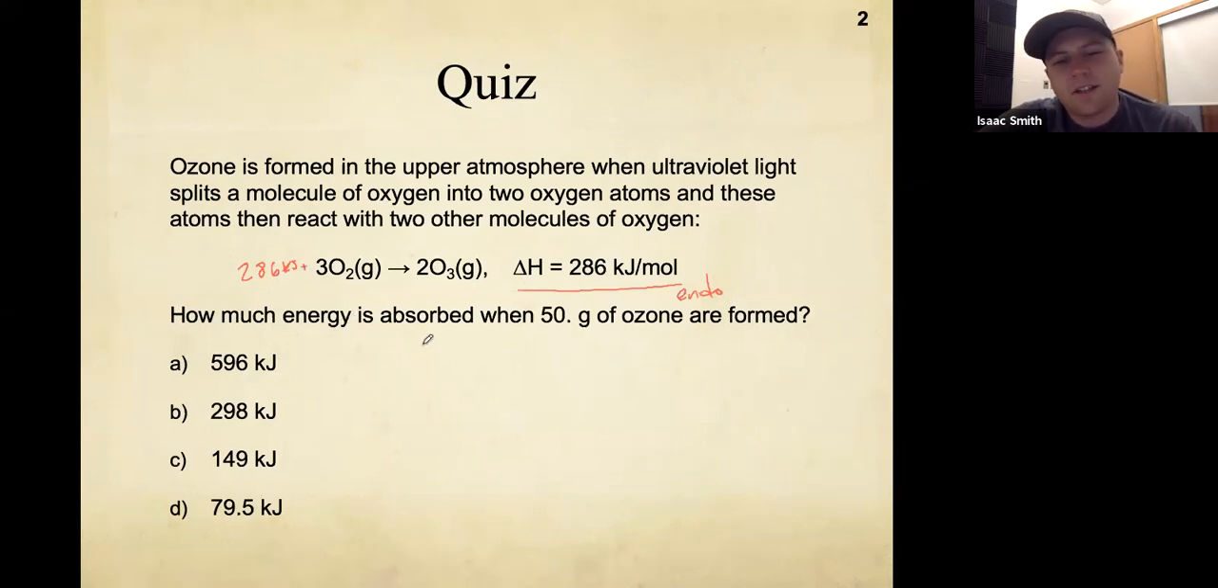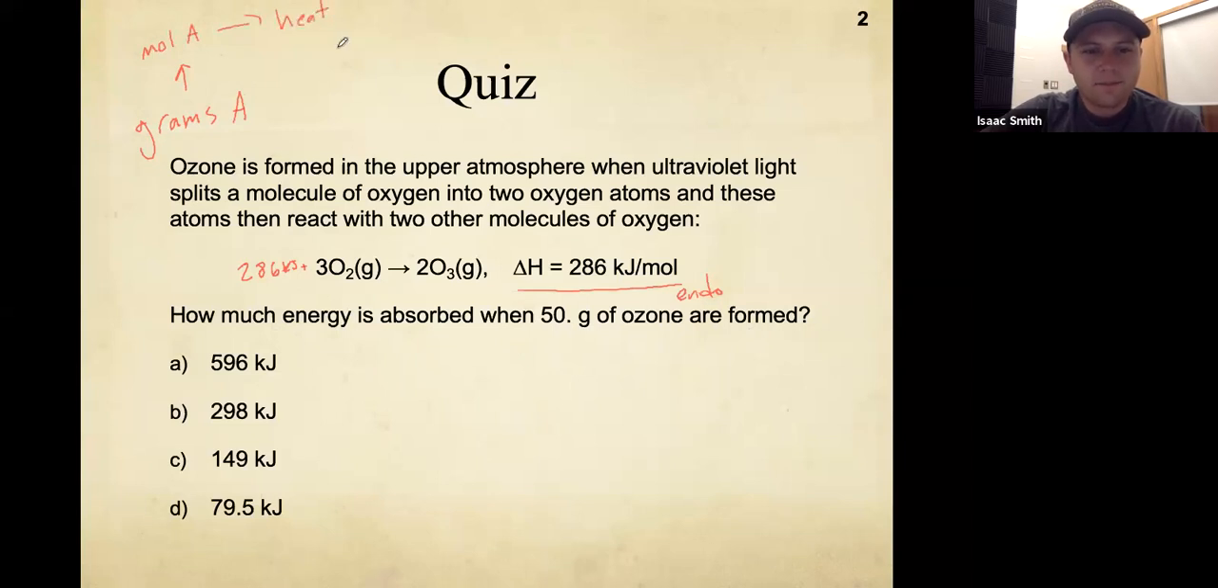The question says, how much energy is absorbed when 50 grams of ozone are formed? We can start with grams of ozone. Again, this is the heat map that we talked about last time. We can go from grams of A to moles of A, and then over to heat. This is energy too. So the question is how much energy or how much heat is absorbed. Ozone is going to be our A in this case, so we'll start with grams of ozone. This is 50 grams of ozone here.